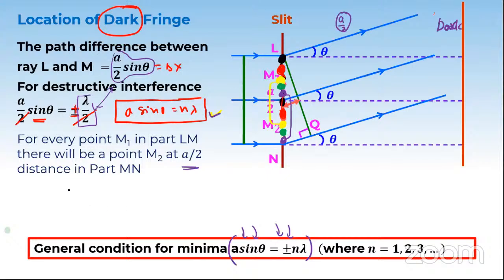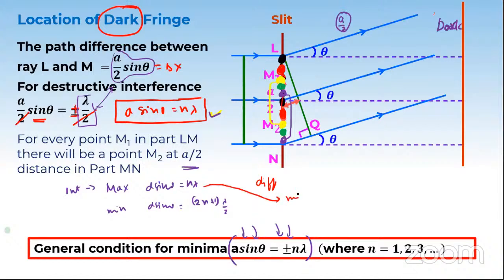Okay, therefore, let me write the interference formula. For maxima, the condition was d sin theta is equal to n lambda. For minima, the condition was d sin theta is equal to (2n plus 1) lambda by 2. Right. So now what's happening for diffraction? For diffraction, for maxima, it was n lambda by 2. Sorry, n lambda is equal to d sin theta. But here, that is the condition for minima.